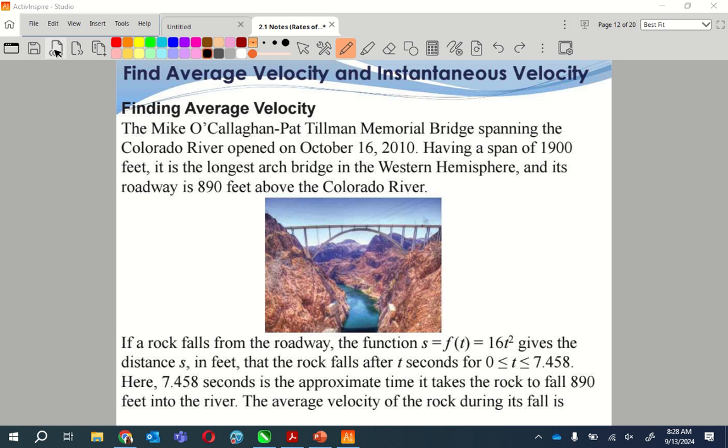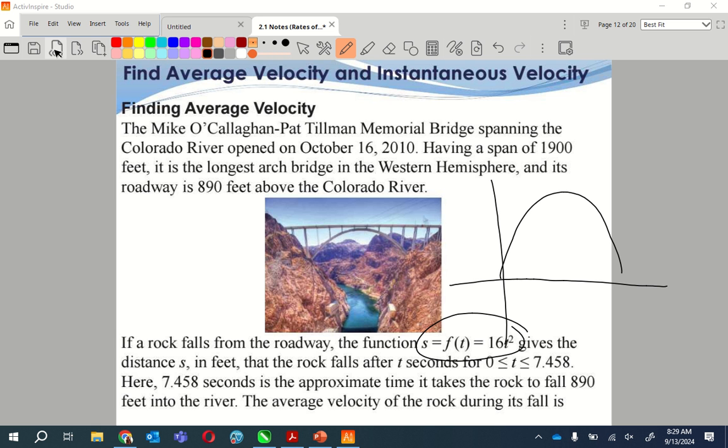So the average is basically that. But it refers to the secant line. So if I have a curve, you notice right here, I have a function. It is a parabola, and there's a rock falling. Anyway, if it's a parabola like this, the secant is going to be the average.